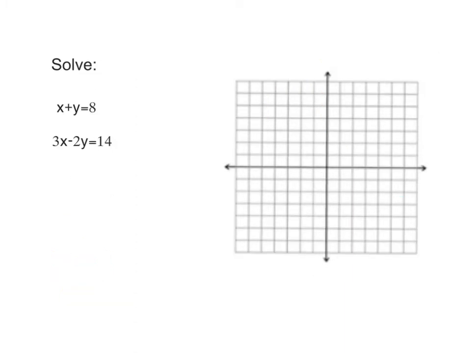Here's another similar question. But what's the difference with this one? You have to put it in the right form first to be able to graph it, right? So it's not in slope-intercept form. We want to put it in slope-intercept form. The first one, we can just subtract x from both sides. And we get y equals negative x plus 8.